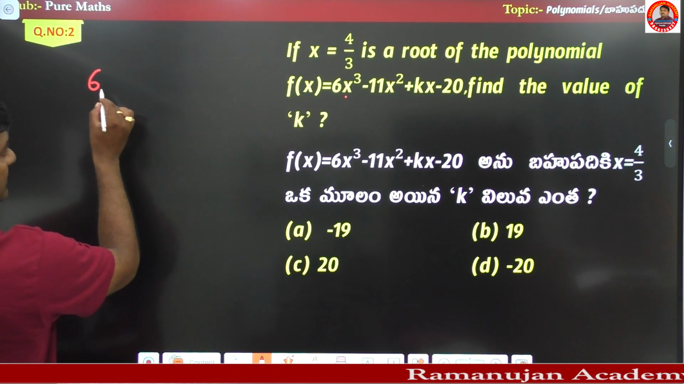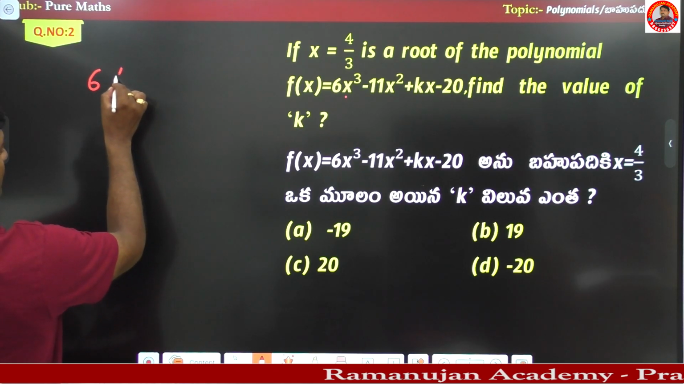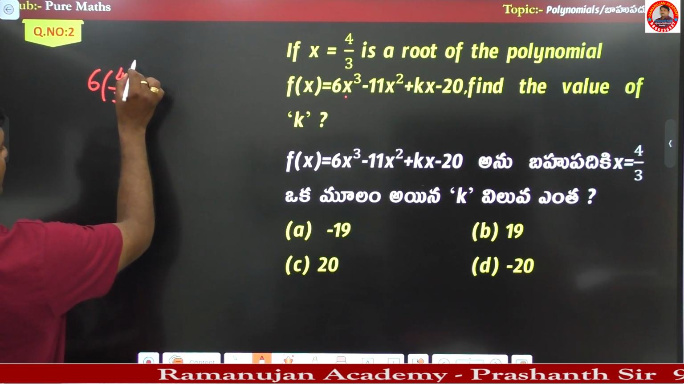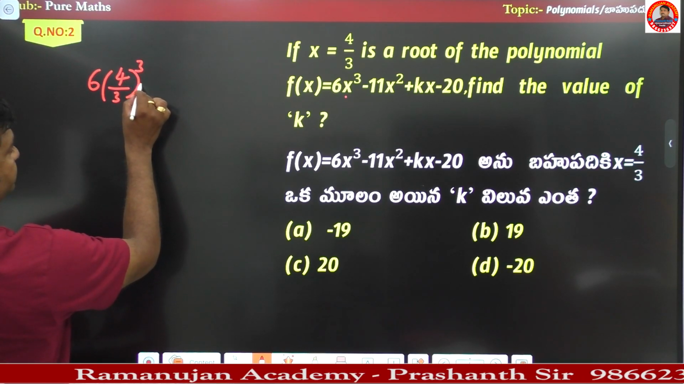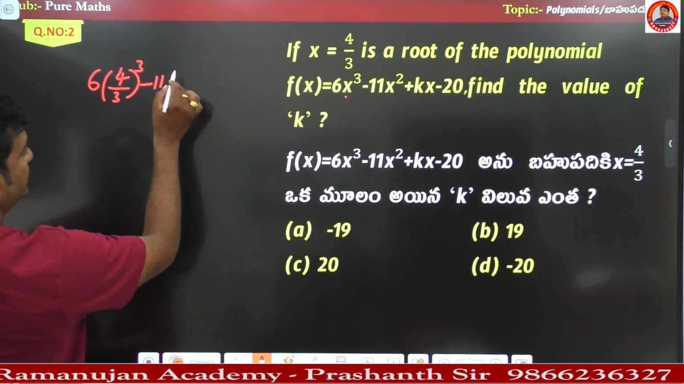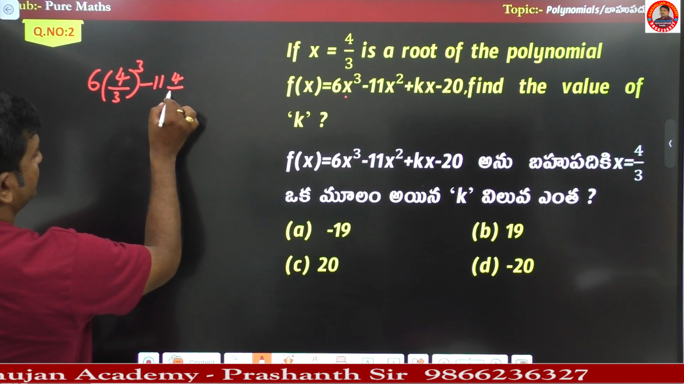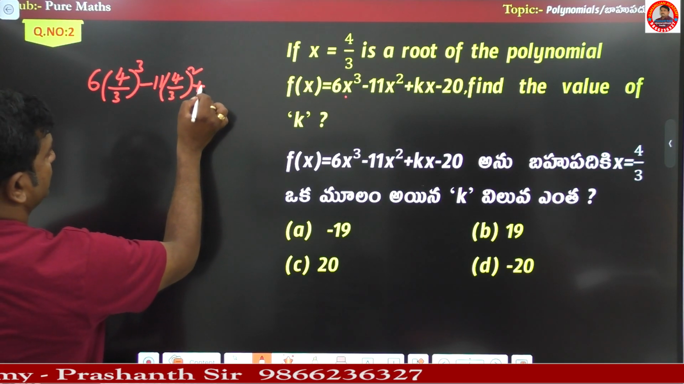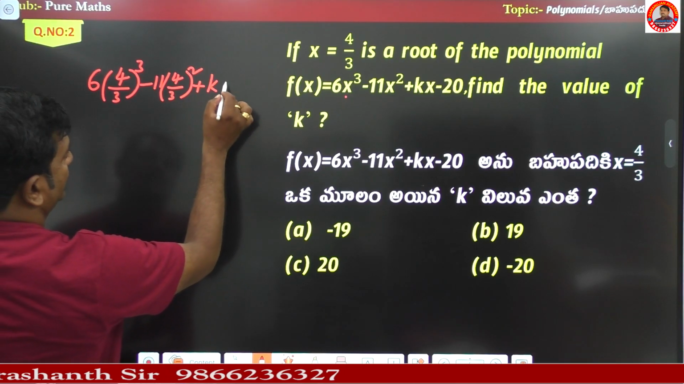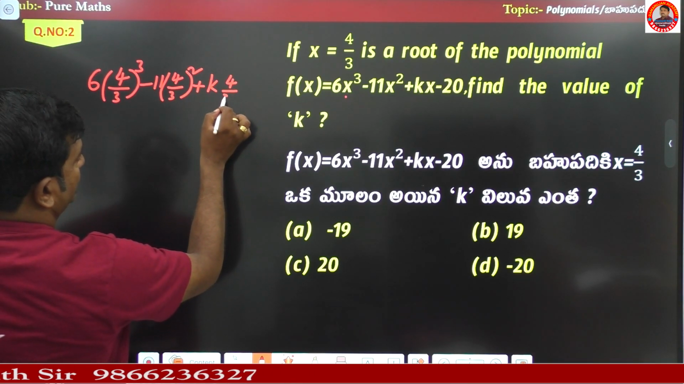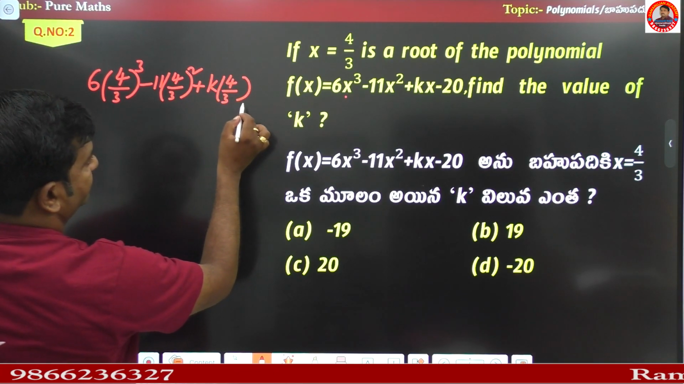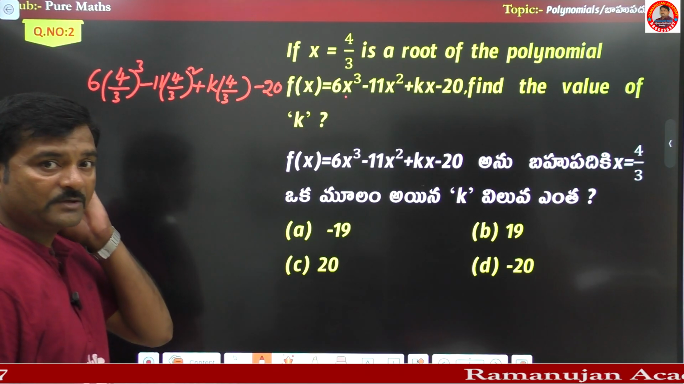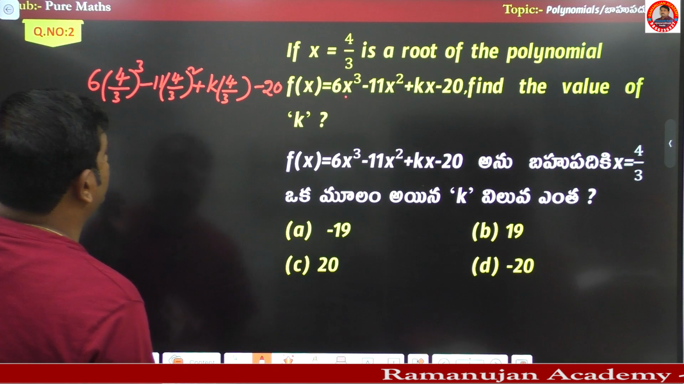Now just observe here, 6 into x cube. X cube means 4 by 3 whole cube. Minus 11 into x square. X square means you can take 4 by 3 whole square. Plus kx, k into the x value. The x value is 4 by 3. Minus what you are getting? Minus 20 you are getting.